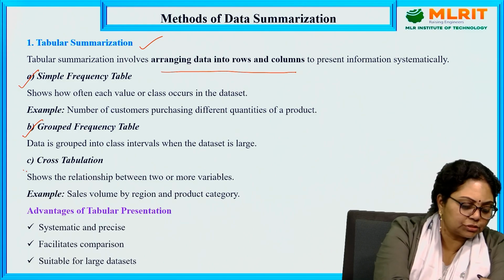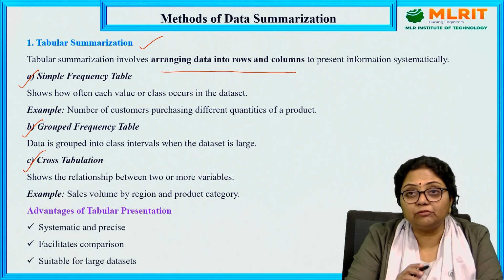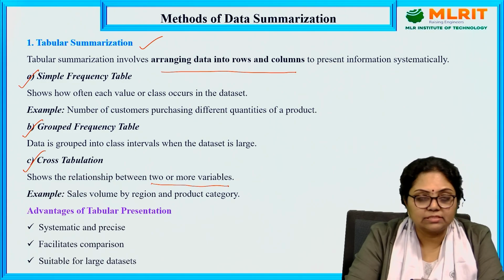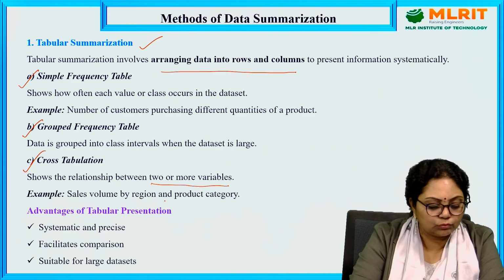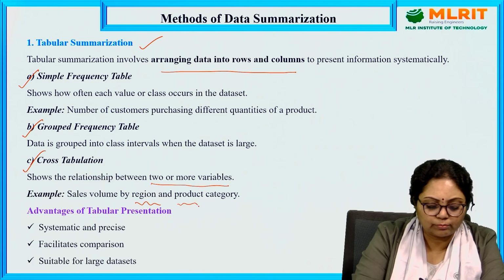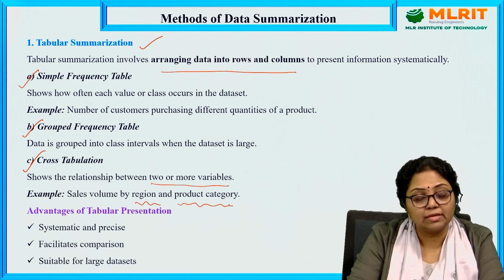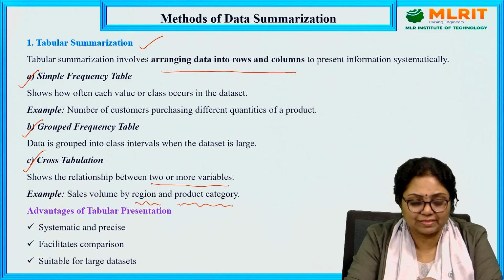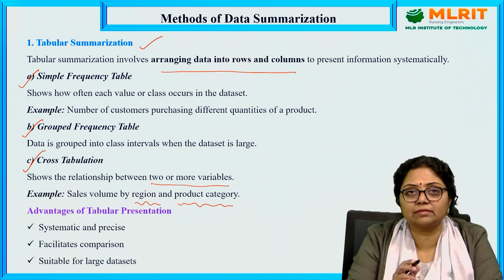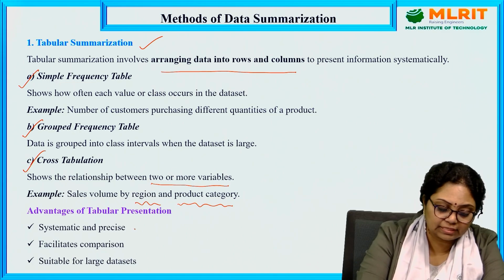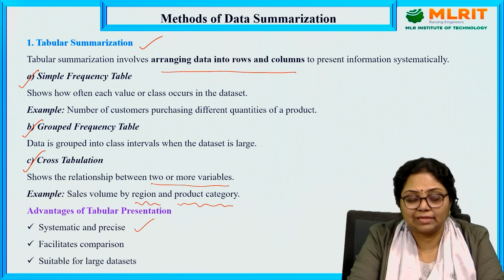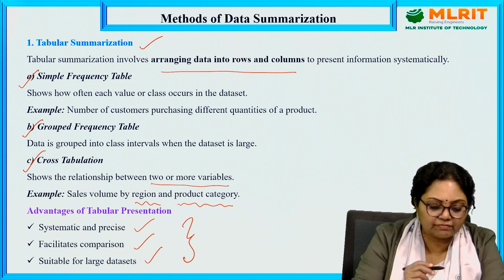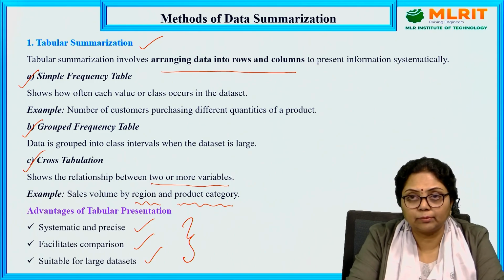Now, cross-tabulation. Cross-tabulation shows the relationship between two or more variables. For example, if we want to know sales volume region-wise and also by product category, we can use cross-tabulation. What are the advantages of tabular presentation? Since the data is presented in rows and columns, it is systematic and precise. It also helps in comparison, and it is suitable for large data sets. These are the three advantages of a tabular presentation.